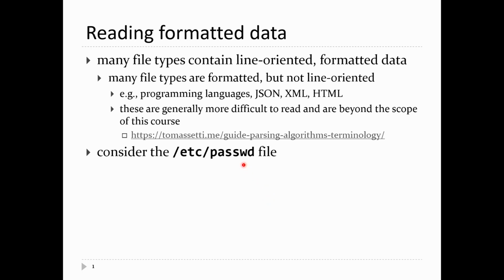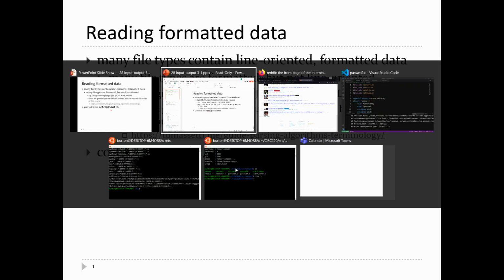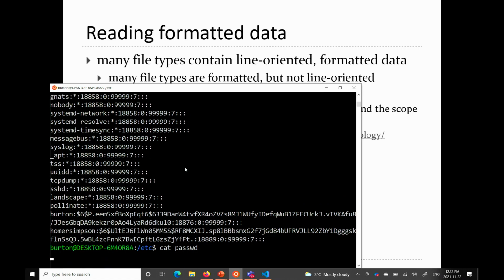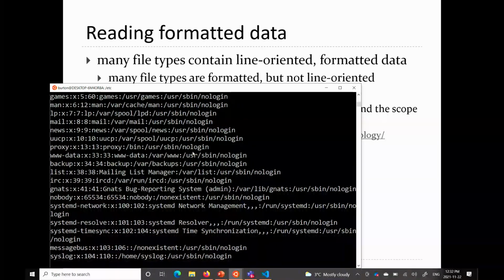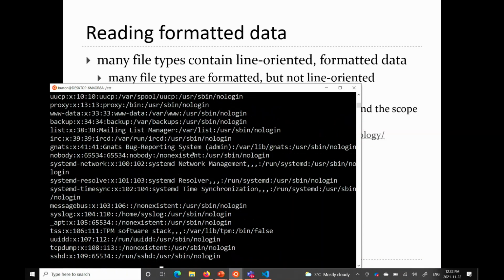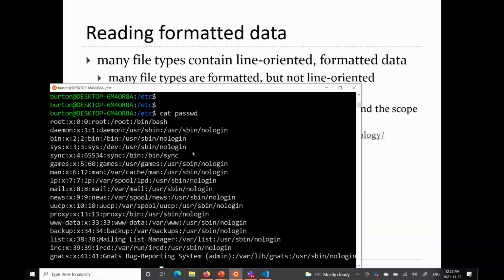So I want to parse a line-oriented formatted data file today. Let's look at the file called /etc/passwd, which used to actually store your password data, but it doesn't anymore. So, cat passwd. That's an example of the /etc/passwd file on my computer. If you look closely, you can see it's got a bunch of text, but it's separated with colons. So this is an example of a colon-separated file.